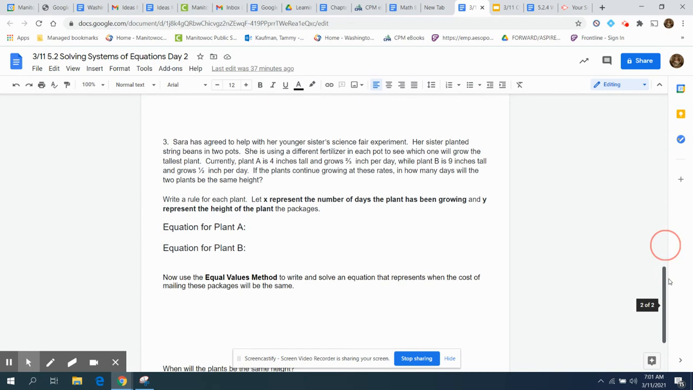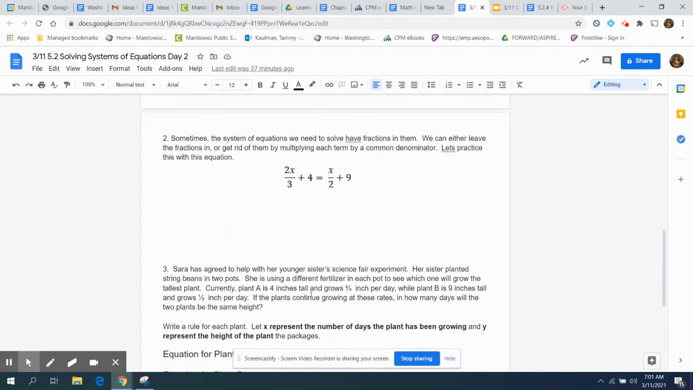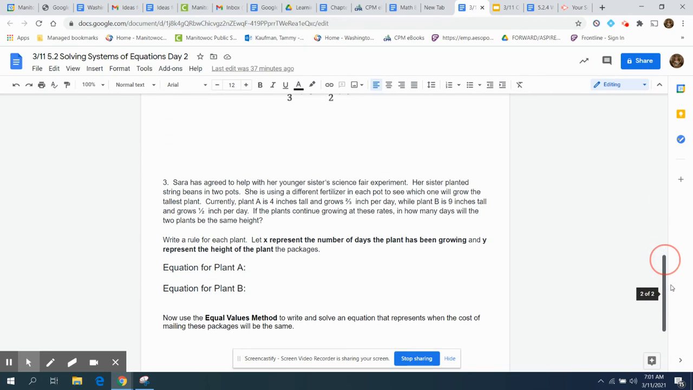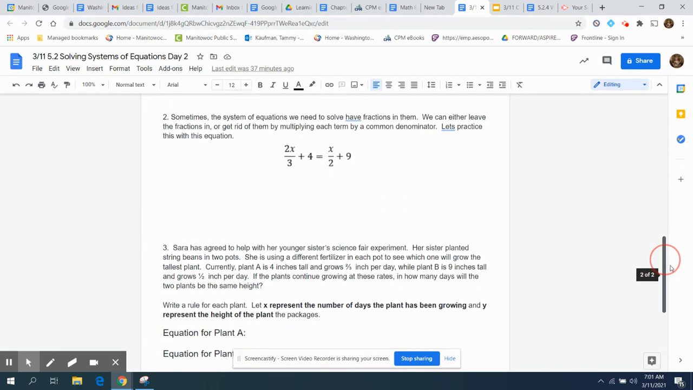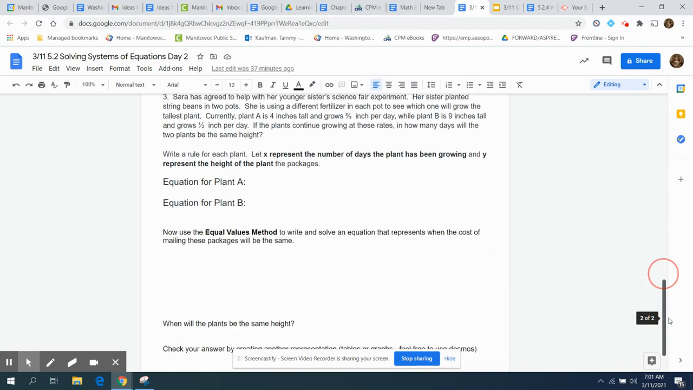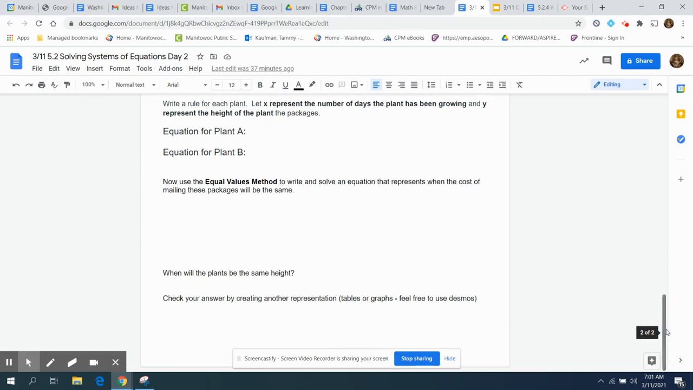And then you have another story problem, and I'm going to give you a little hint that those fractions are the same thing that's appearing in this problem. So write your equations and solve it using equal values. So hopefully you get the same solution here because you should be getting the same equations. But then we just want to know when the plants will be the same height. And check your graph or check your solution.